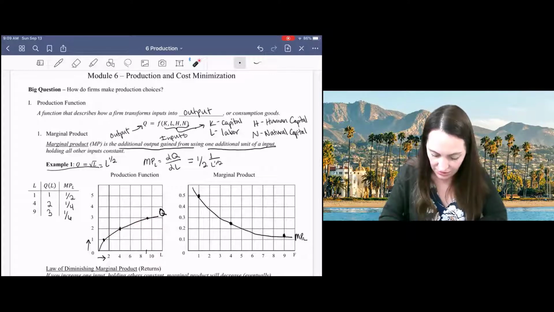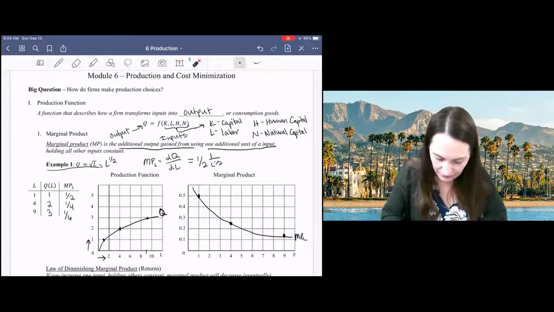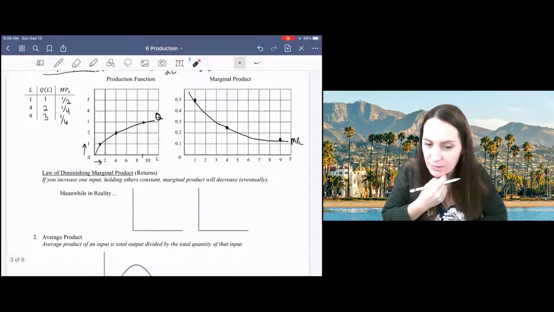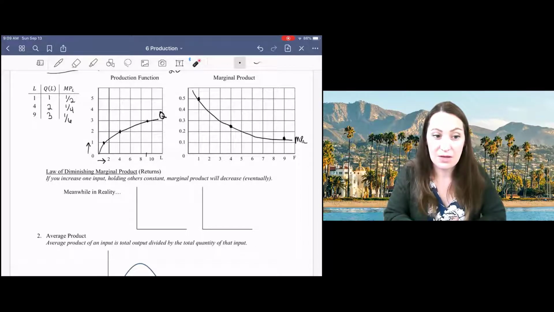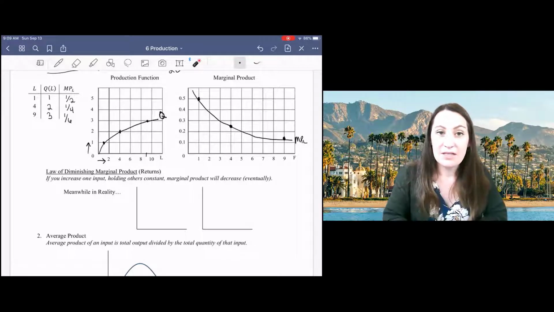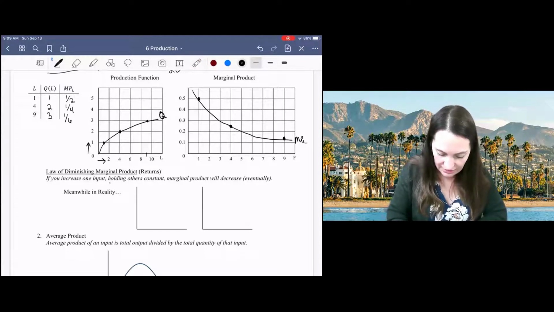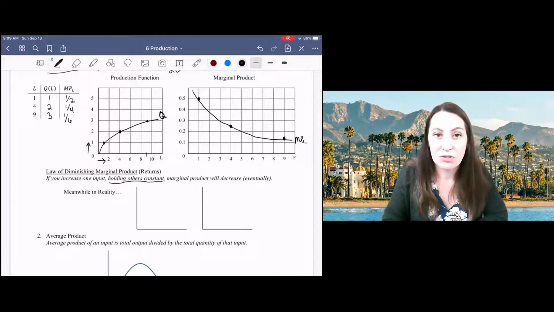That means I have a positive marginal product, but it is declining as I produce more. This is the law of diminishing marginal product, and it's an assumption that we're going to make for all production functions that we use. The assumption here is that as we increase one input, holding the others constant, our marginal product will decrease. Now, production functions don't necessarily have to be strictly concave for every level of production.